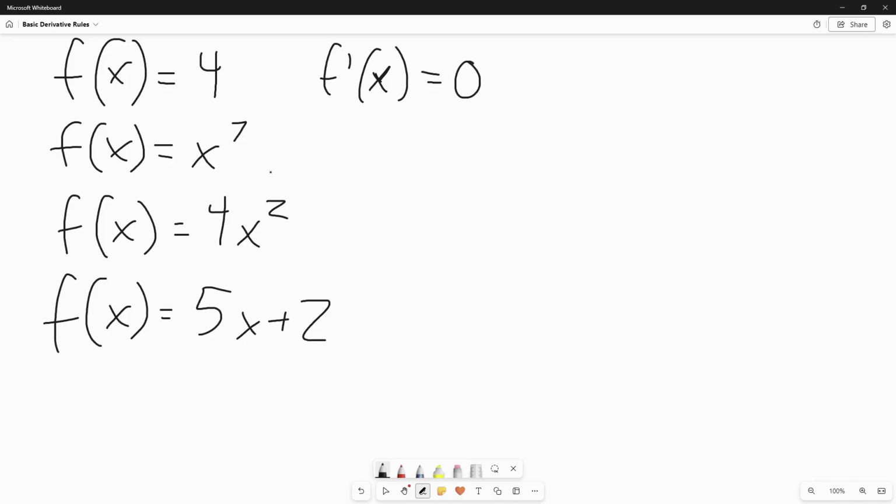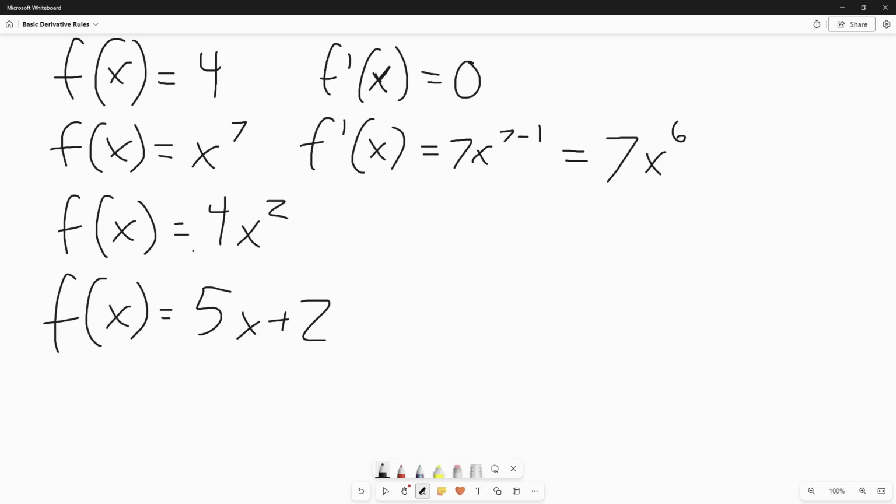And for the second one, it says f of x is equal to x to the power of 7. And for the power rule, we can just implement that here. So f prime of x is equal to 7, because we bring this power to the front, times x to the power of 7 minus 1, which is equal to 7x to the power of 6. And that's our final answer.